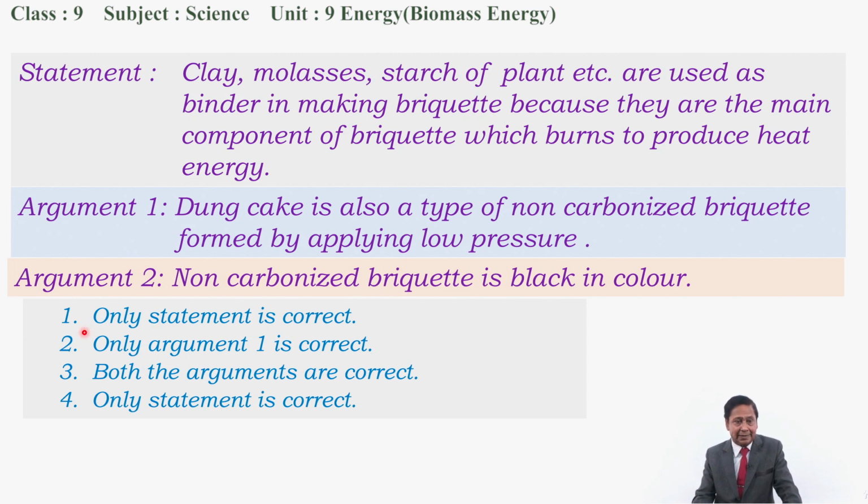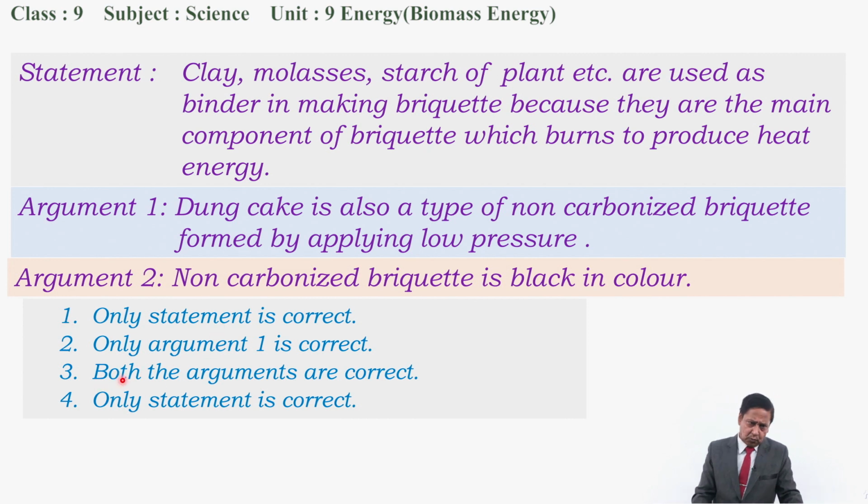What is written in number 1? Only statement is correct. Is it? Clay, molasses, starch of plant, etc. are used as binder in making briquette. Yes, this is correct, but the remaining part says because they are the main component of briquette which burns to produce heat energy. This part is not correct because the major component is biomass, which contains mainly carbon, and that's why we cannot say the binder is the major component. This is incorrect. So number 1 is not correct. We'll drop it.